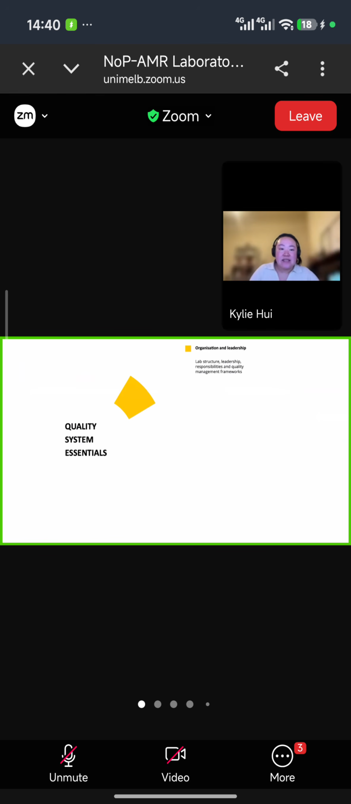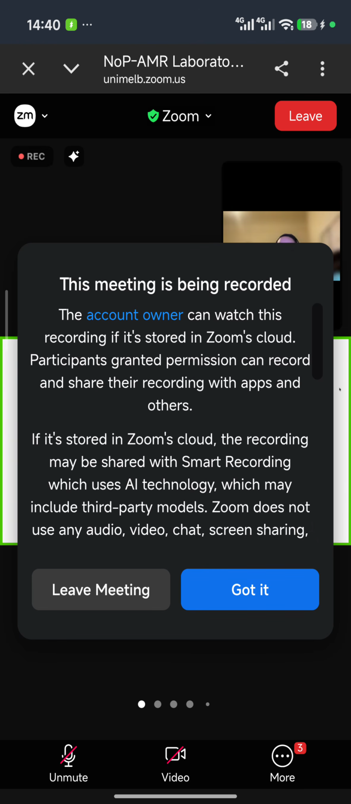What consists of our laboratory quality management system? It's made up of what we call quality system essentials. These are based on CLSI, and there are 12 recommended quality system essentials. Very briefly, the first one is organization and leadership. This talks about lab structure, leadership, responsibilities.